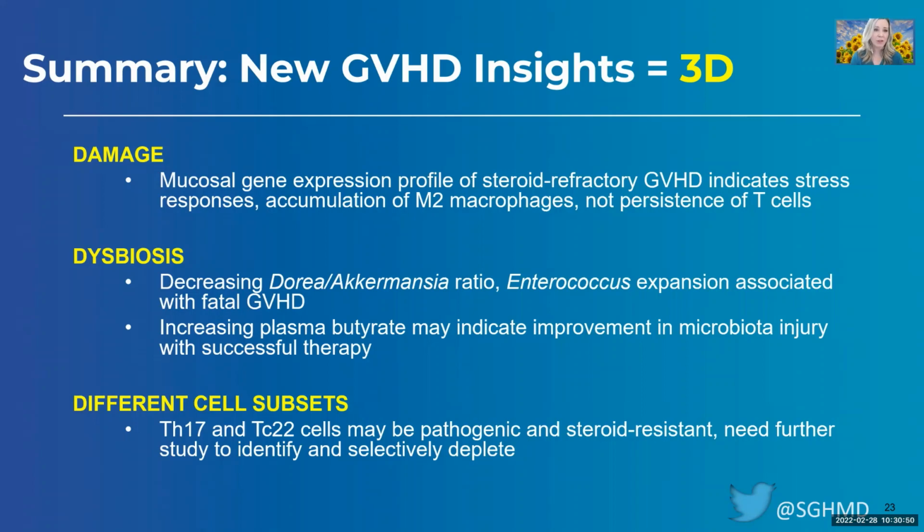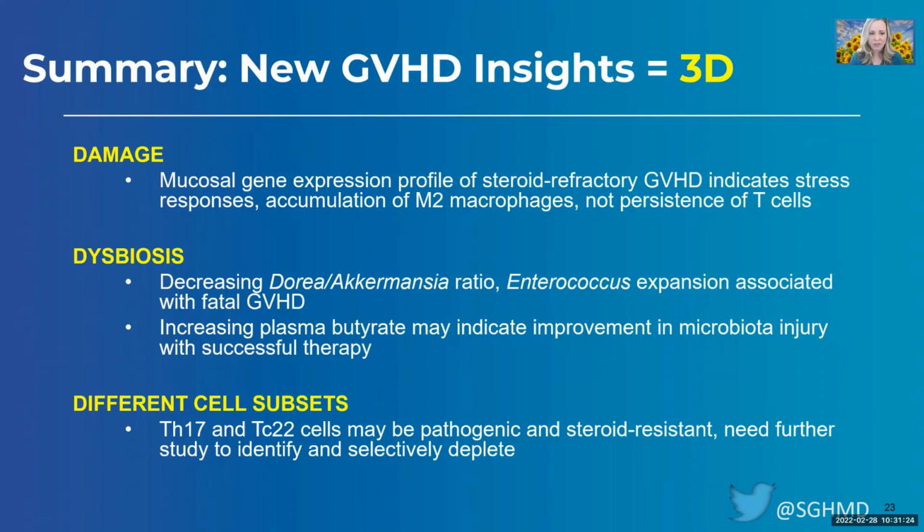The first is damage. There's a mucosal gene expression profile that indicates stress responses, accumulation of M2 macrophages, but not persistence of T cells based upon human mucosal biopsies of steroid refractory GVHD. Dysbiosis is clearly present. This is evidenced by a decreasing Dorea to Akkermansia ratio, Enterococcus expansion, and potentially other markers of dysbiosis. Increasing plasma butyrate may indicate improvement in microbiota injury with successful therapy.